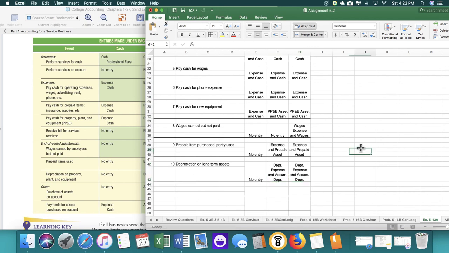Okay, and that is how you do this problem. If you have any questions on it, let me know.